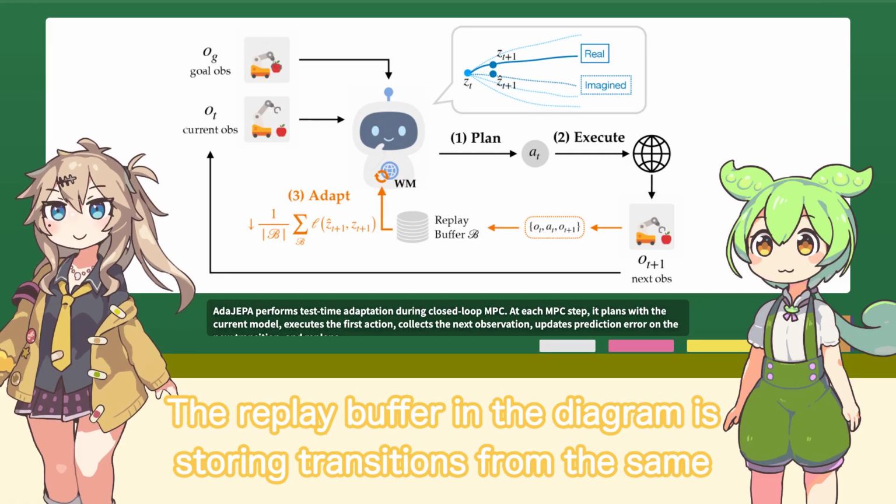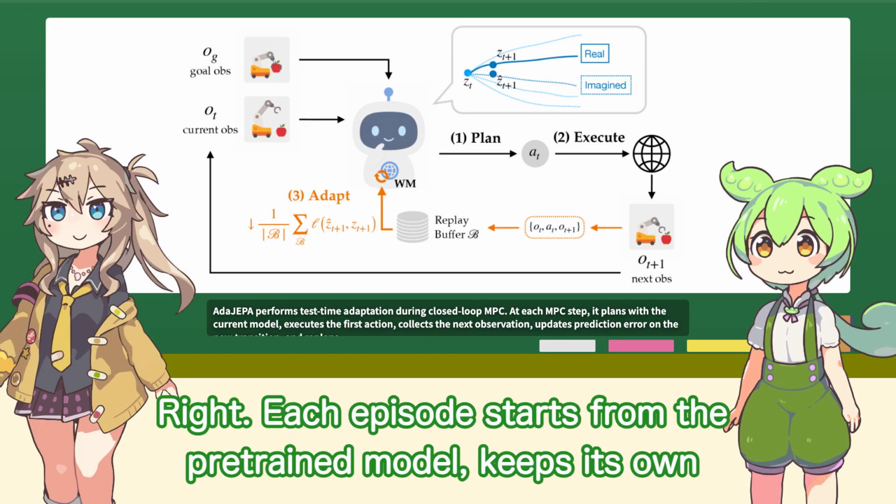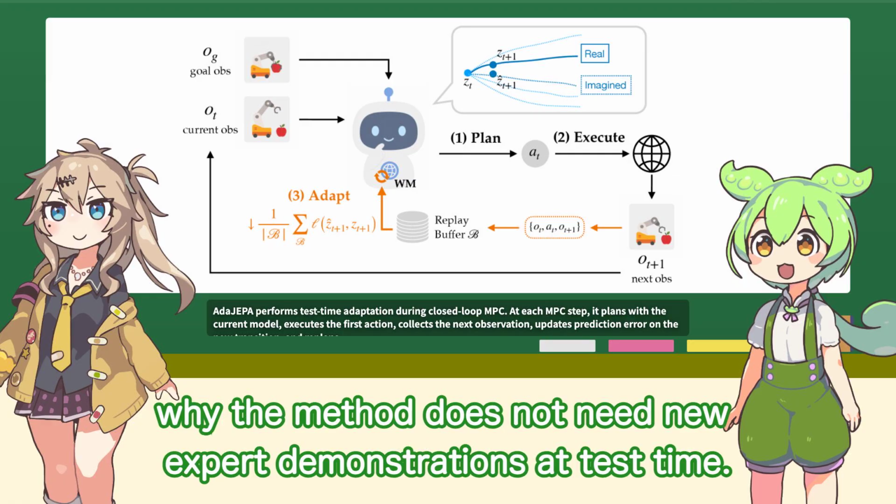The replay buffer in the diagram is storing transitions from the same episode, right? Right. Each episode starts from the pre-trained model, keeps its own buffer, and uses the transitions caused by its own actions. That is why the method does not need new expert demonstrations at test time.